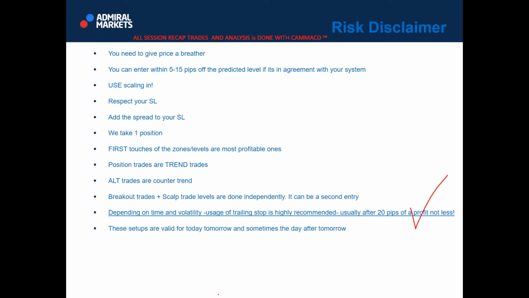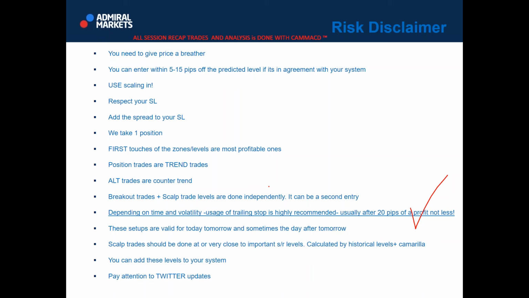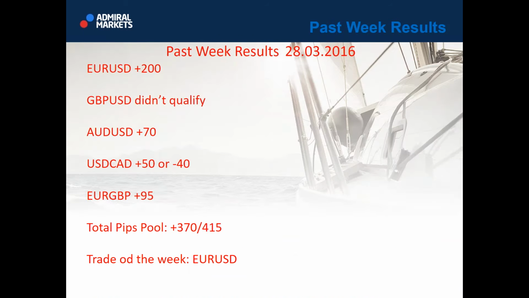These setups are valid for today, tomorrow, and sometimes the day after tomorrow, but don't forget we trade the first touch. Scalp trades should be done at or very close to important support and resistance levels. Those levels are calculated by historical levels and Camarilla combined. Add these levels to your system. Pay attention to my Twitter updates. The term pips pool is the maximum available number of pips you could have got on recap entries.